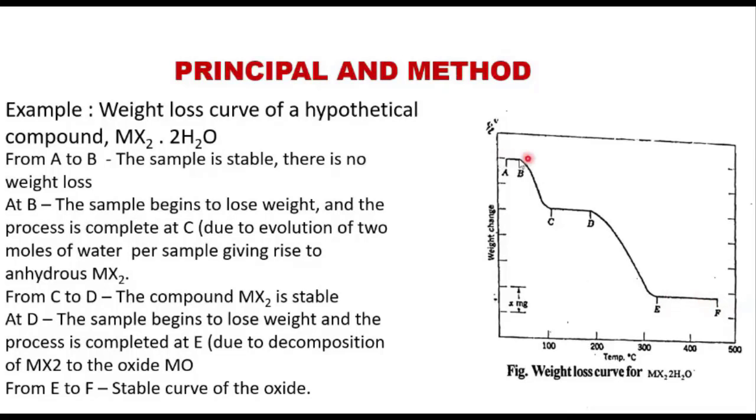So AB is a stable curve of the hydrated compound MX2·2H2O. BC represents conversion of MX2·2H2O to MX2, the anhydrous form. CD represents the stable curve of the anhydrous form. DE represents the conversion of the anhydrous MX2 to oxide, and EF represents the stable curve of the oxide.